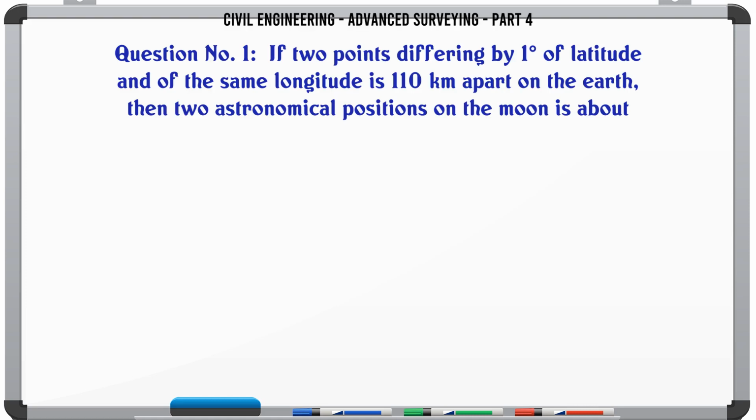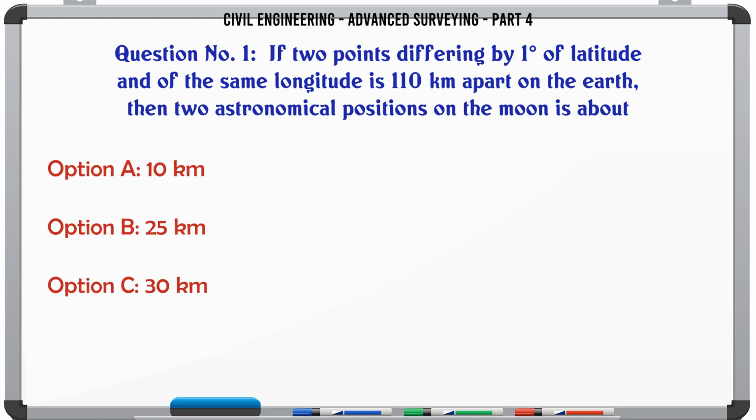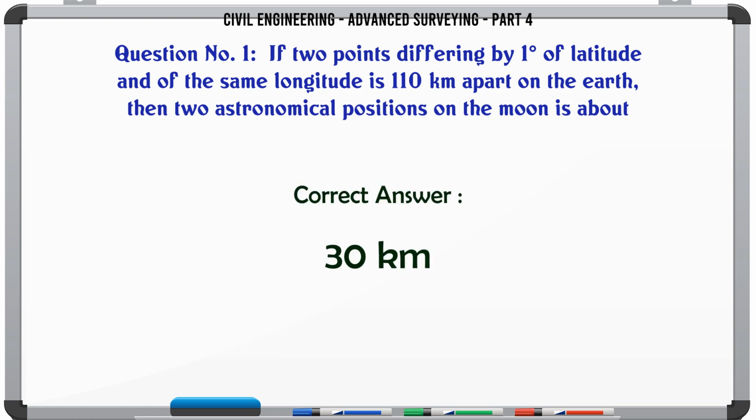If 2 points differing by 1 of latitude and of the same longitude is 110 kilometers apart on the Earth, then 2 astronomical positions on the Moon is about A. 10 kilometers, B. 25 kilometers, C. 30 kilometers, D. 50 kilometers. The correct answer is 30 kilometers.